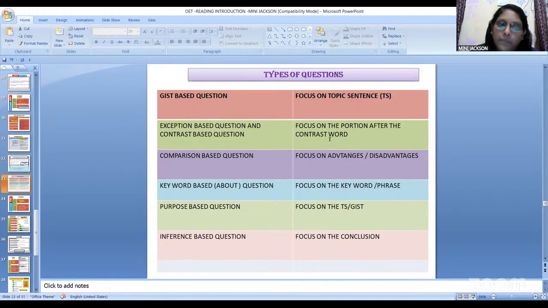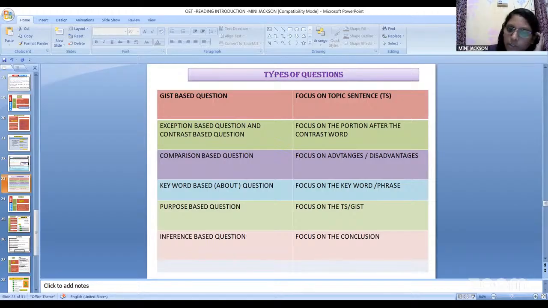If it is a gist-based question, where do you have to focus? You have to focus on the topic sentence. The answer will be in the topic sentence itself. Gist-based means you need to understand the main idea of the text. You will have your answer in the topic sentence. Then exception-based questions and contrast-based questions.